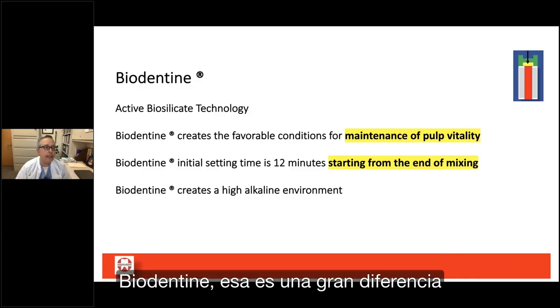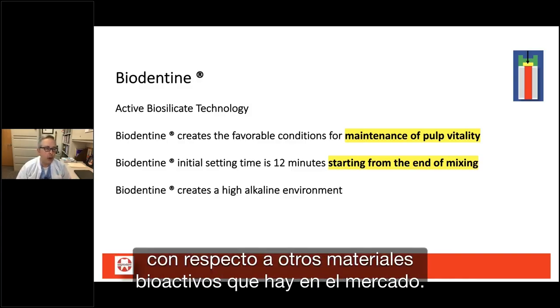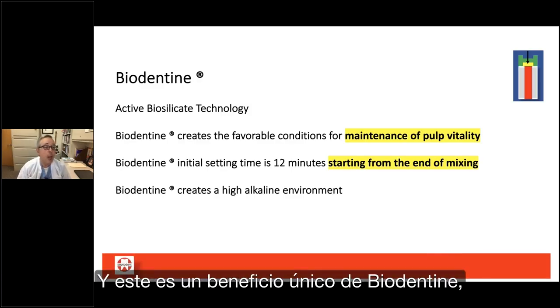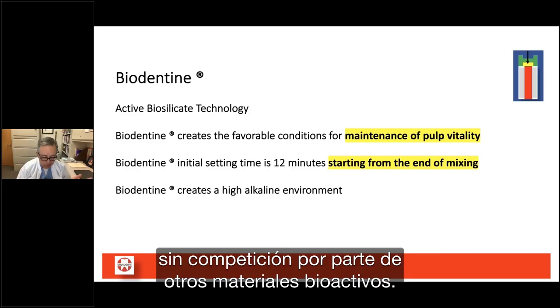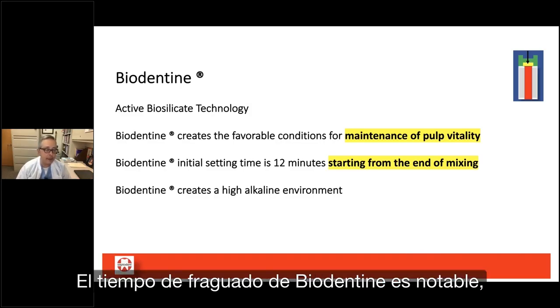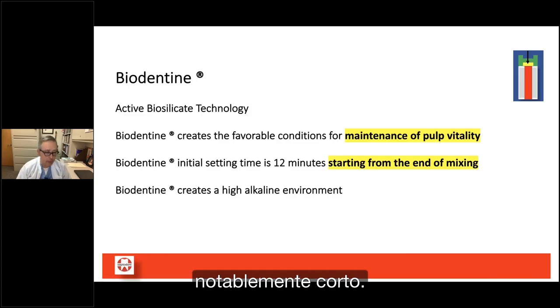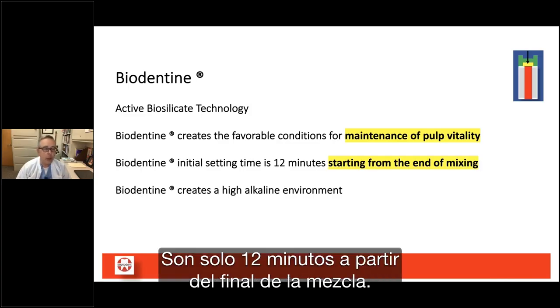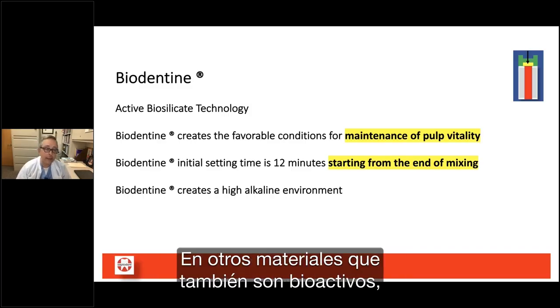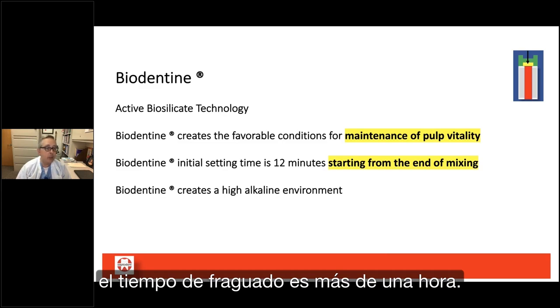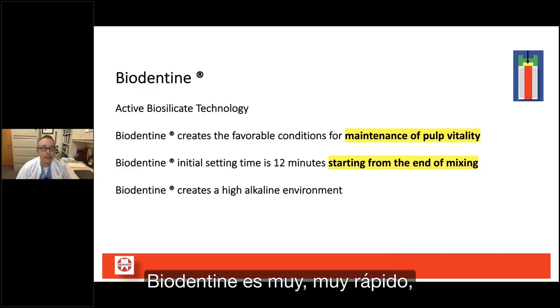Biodentine makes a big difference compared with other bioactive materials on the market. Biodentine stands alone here, not even close to other bioactive materials. The setting time of Biodentine is remarkably short. It's only 12 minutes, starting from the end of the mixing. For other materials that are also bioactive, the setting time is more than an hour. Biodentine is really quick, and we start to count the 12 minutes from the end of the mixing.